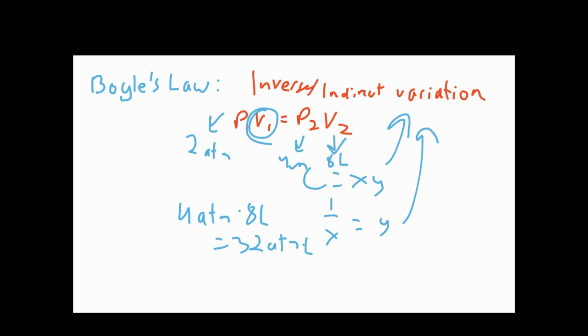I know the unit doesn't make sense, but keep this in mind. Now we have 32 atm liters equals 2 atm times our volume 1, which is what we're trying to find. So we divide by 2, and we get that our volume 1 equals 16 liters. And remember, atm will cancel out because this is also a pressure unit.